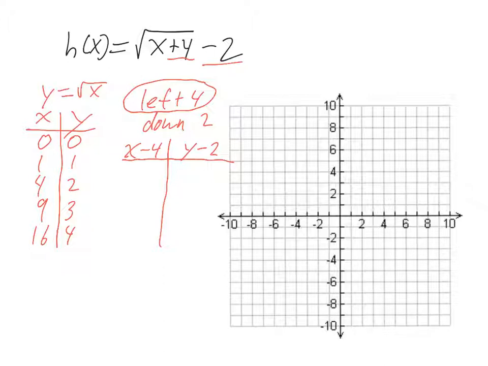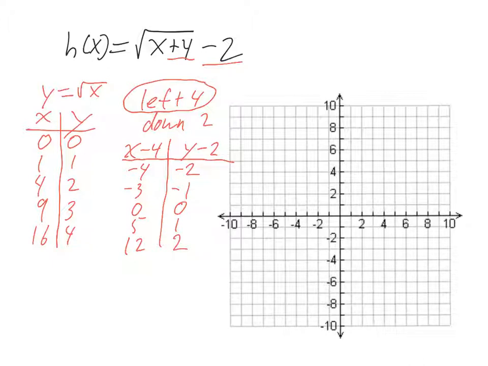So let's apply that. So when x is 0, 0 minus 4 is negative 4, 1 minus 4 is negative 3, 4 minus 4 is 0, 9 minus 4 is 5, and 16 minus 4 is 12. For the y values, I'm simply subtracting 2, so 0 minus 2 is negative 2, 1 minus 2, negative 1, 2 minus 2 is 0, 3 minus 2 is 1, and 4 minus 2 is 2.